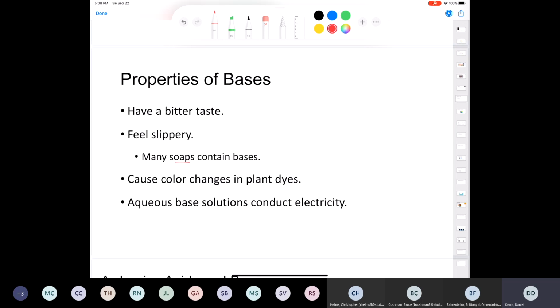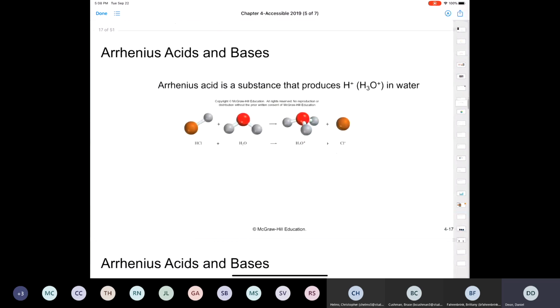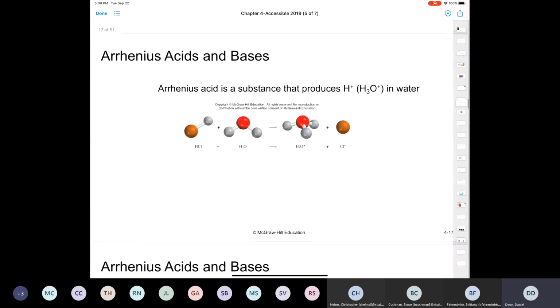And it says here the same thing, that aqueous base solutions can conduct electricity, because if you have a strong base, it's going to be an electrolyte. Okay, and we said that electrolytes enable conduction in a solution because of the ions that are present. Well, let's move from there and let's talk about the history of acids and bases a little bit here.